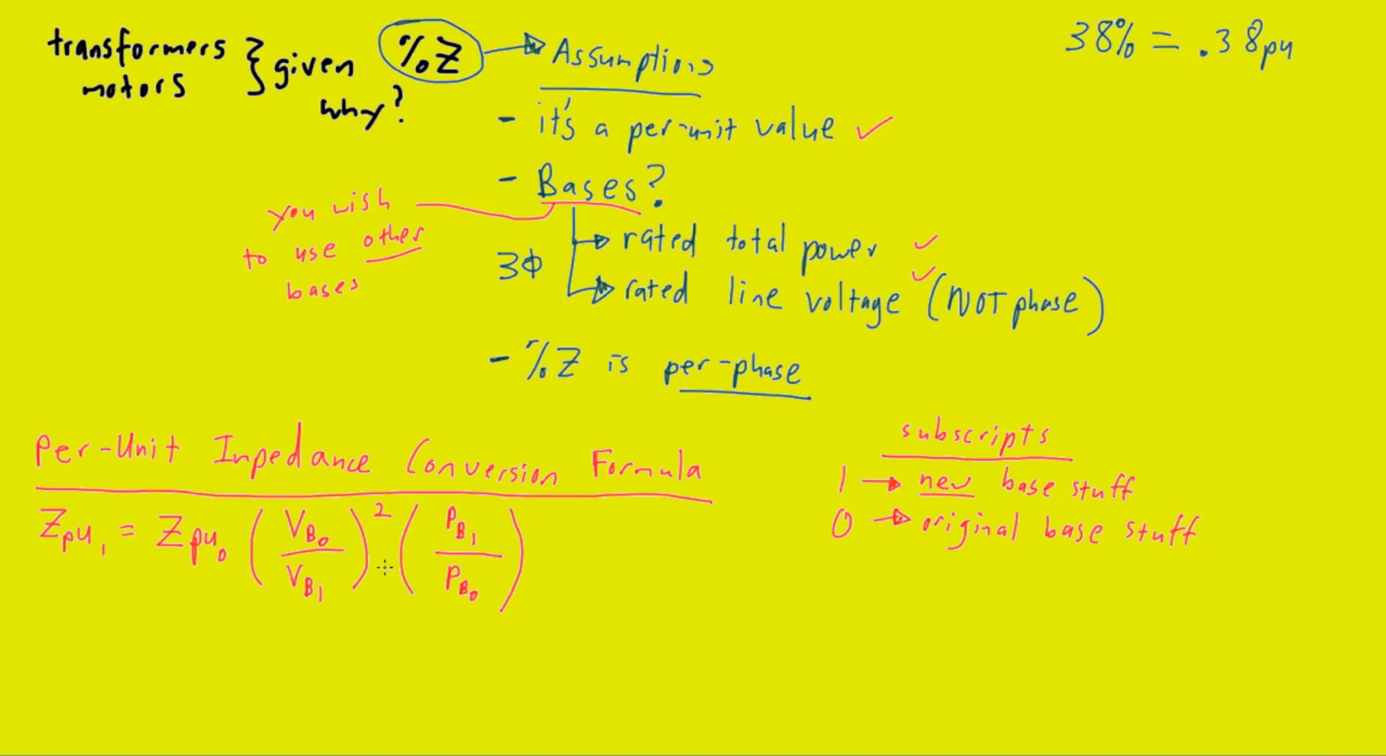Oftentimes, when using this formula, you'll not need to change the voltage and the power bases. Sometimes you can keep them the same as the ones you've selected originally. If that's the case, then all you need to do is supply the same numbers in the numerator and the denominator, and essentially it goes away, like I've demonstrated here in power and in voltage. So you can keep this formula a little bit dynamic to satisfy conditions where the power base doesn't need to be changed, or the voltage base doesn't need to be changed.